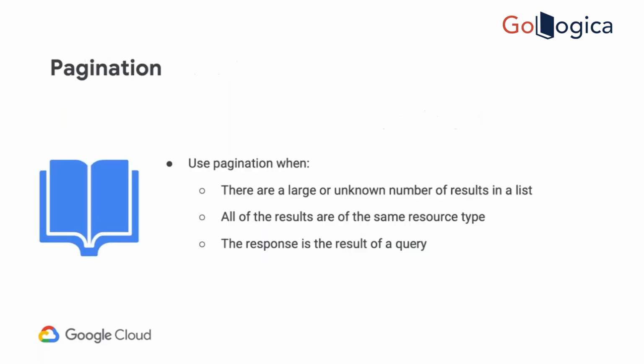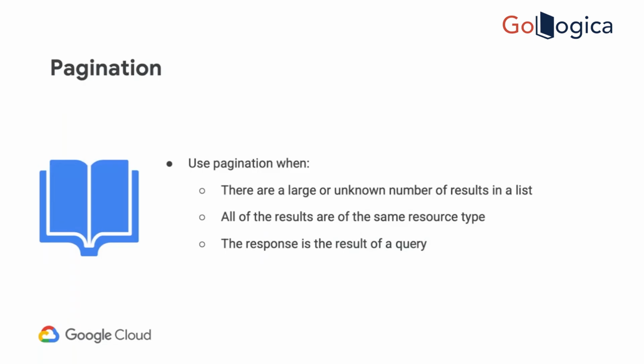So now the next move is a pagination thing. Okay, so pagination is something that we use a lot. Pagination is used when there is a large or unknown number of results in a list. So when there is a large or unknown number, then we use pagination.